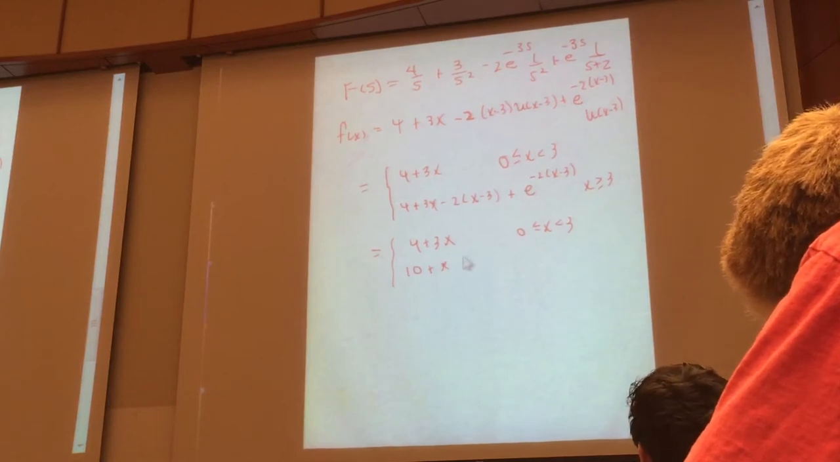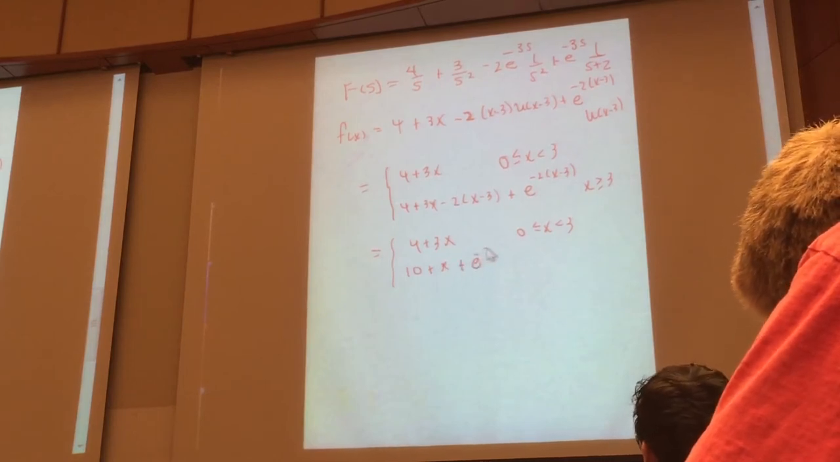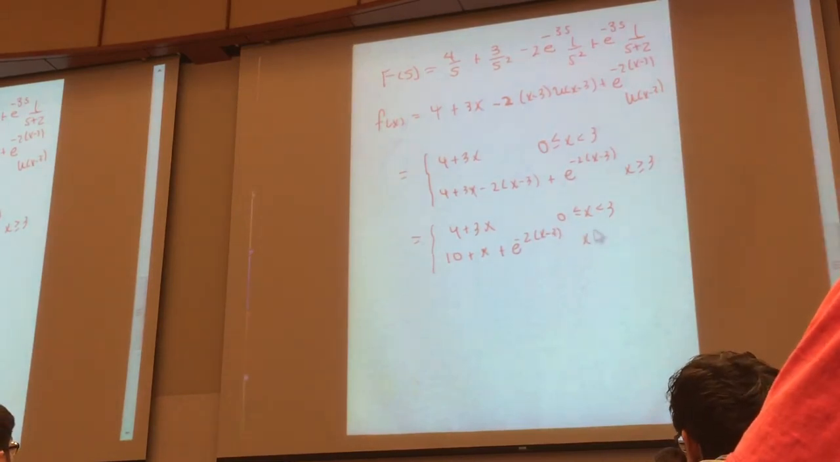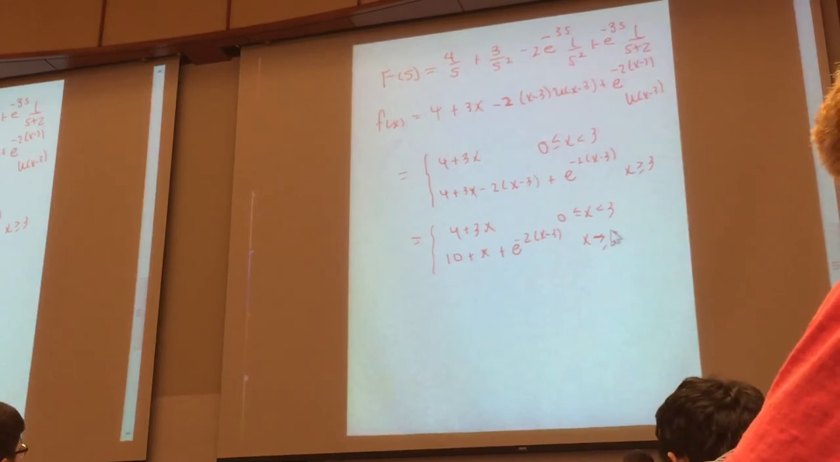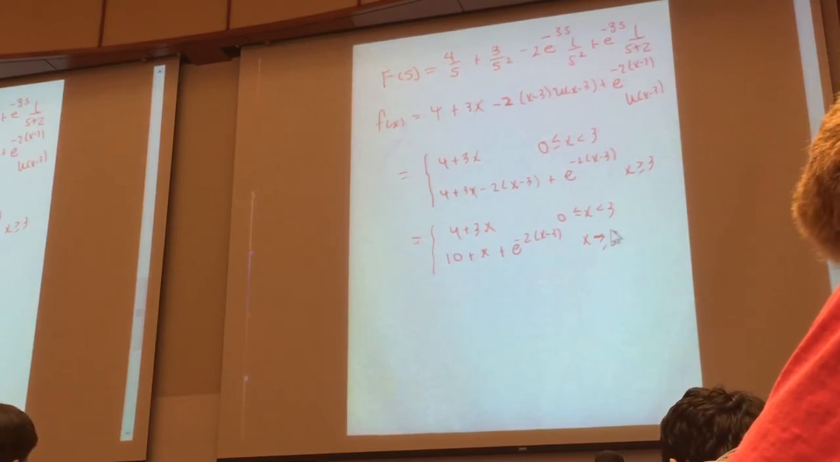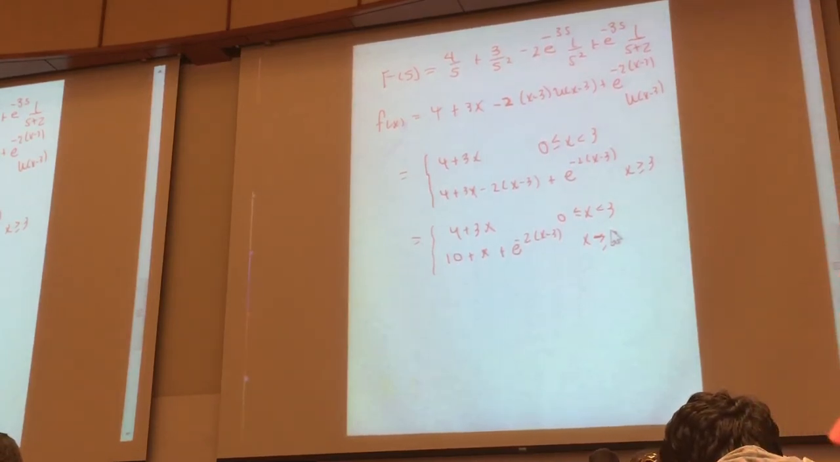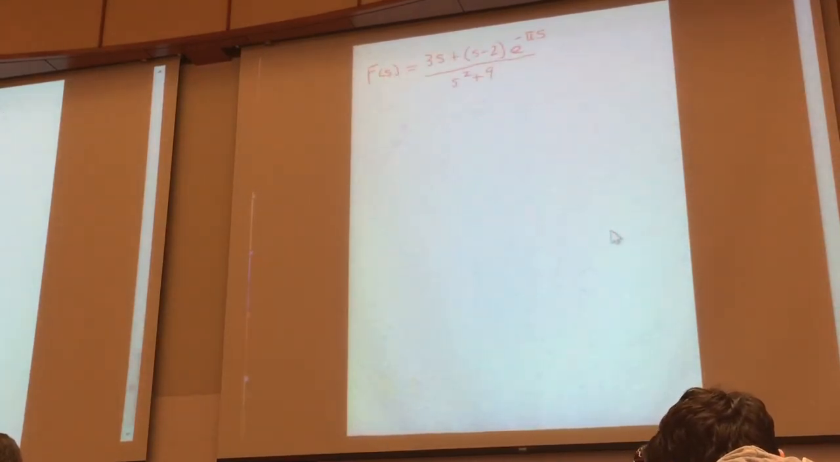And this is plus e to the minus 2 times x minus 3, x bigger than or equal to 3. Okay. So there's a couple of examples for you. Let's see, can we do this one quickly and then we'll do the popper?